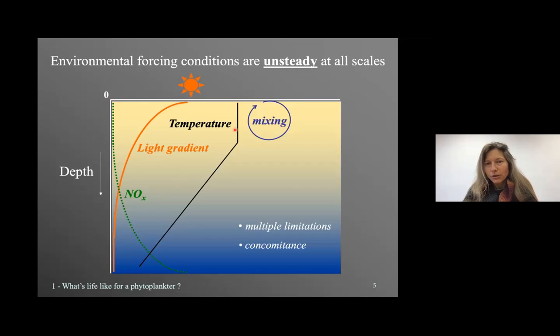If you look at temperature in the upper part of the column where there is mixing going on, the temperature is rather homogeneous and tends to be higher, and then it more or less linearly decreases with depth. So there are lots of factors that the phytoplankton responds to. That means multiple limitations. And another important concept is the concomitance of those limitations, the fact that they occur together at the same time.